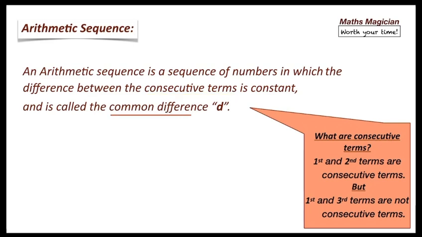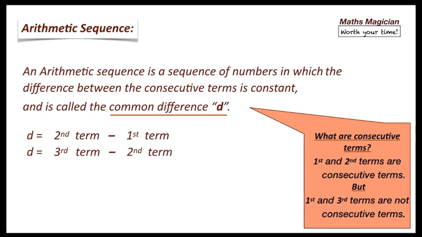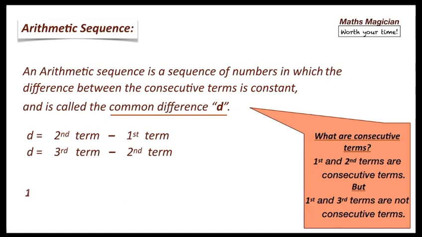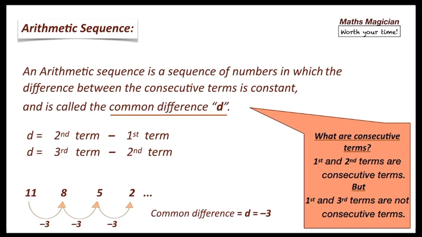Now, the common difference D is equal to second term minus first term or third term minus second term, and so the common difference D is any term minus previous term. Now consider first example of arithmetic sequence 1, 3, 5, 7 and so on. Here common difference D is 2. Next example is an arithmetic sequence 11, 8, 5, 2 and so on, in which the common difference D is minus 3. We will discuss examples in detail later in this video.